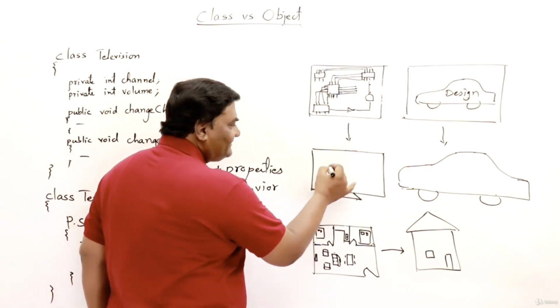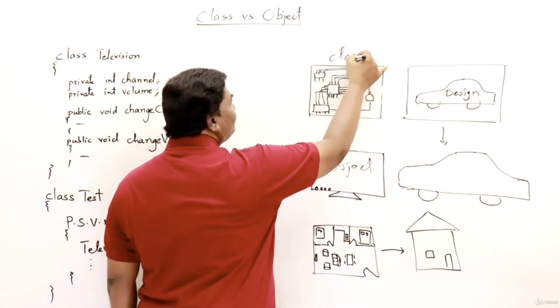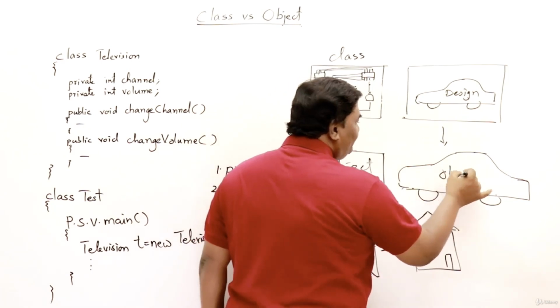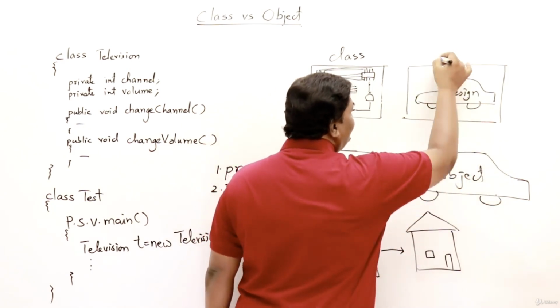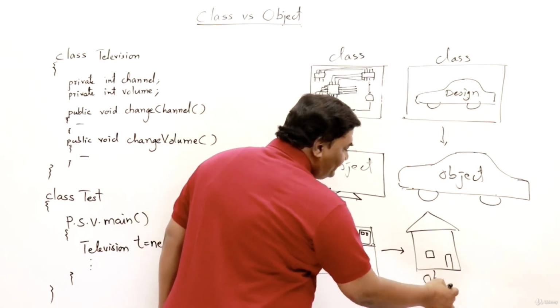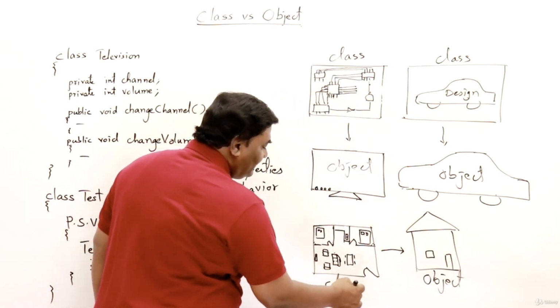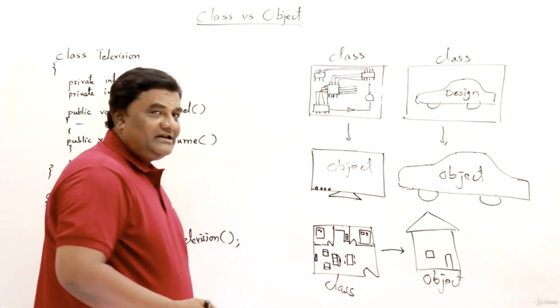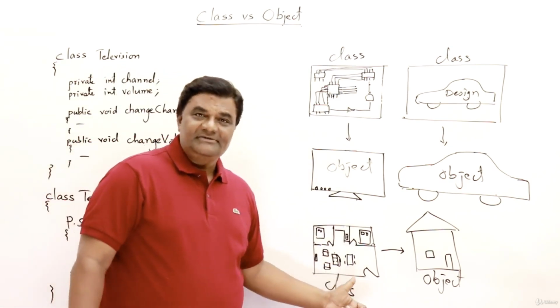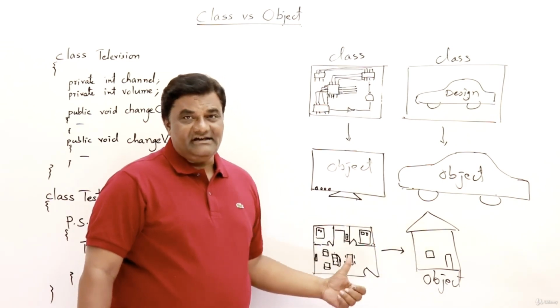So if I call this an object, then this is a class. If I call a house an object, then the design is a class. So this happens in engineering. Every engineer will first design something and then he will start constructing. Objects are constructed based on the design.